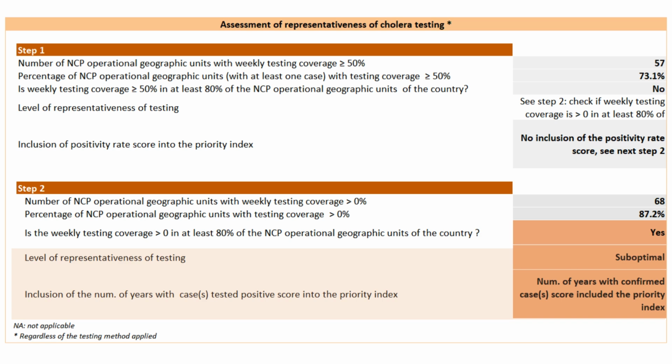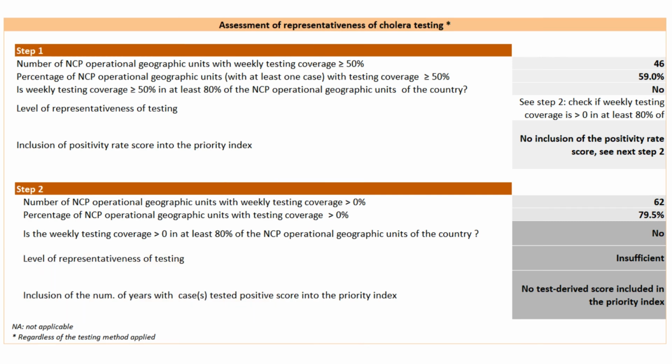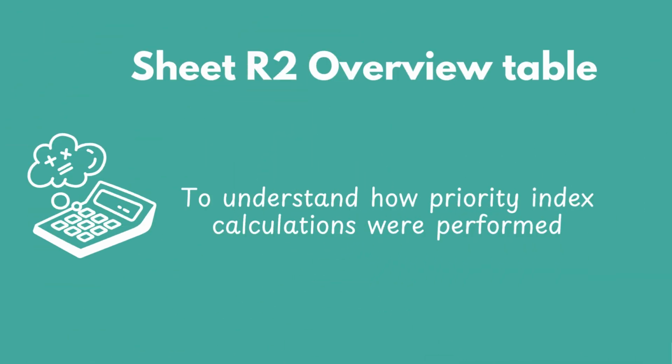If the representativeness of cholera testing was assessed as insufficient, no testing indicator was included in the analysis. This is how this is displayed in the tool. In this situation, the maximum value of the priority index is 9. Overall, going through the figures provided in sheet R2 is essential for you to be able to understand how the analysis was performed and how the priority index was calculated depending on the parameters of your dataset.